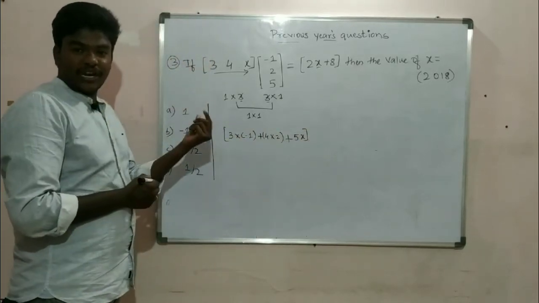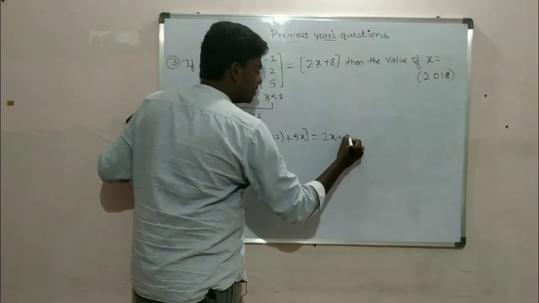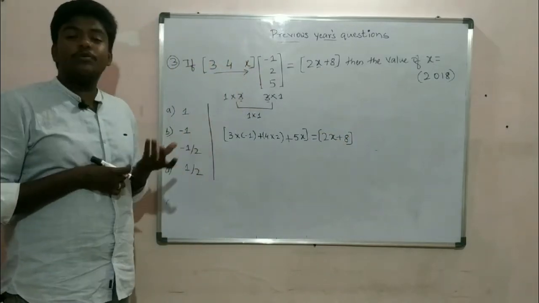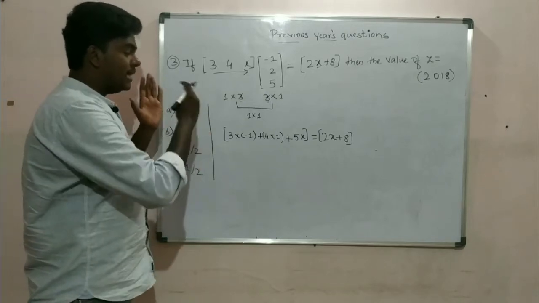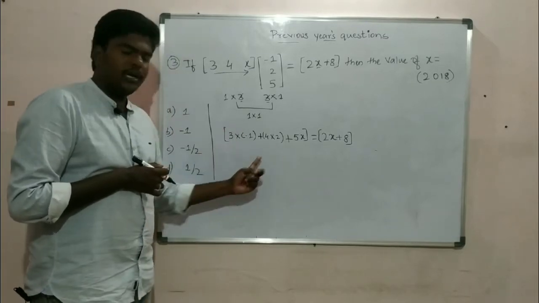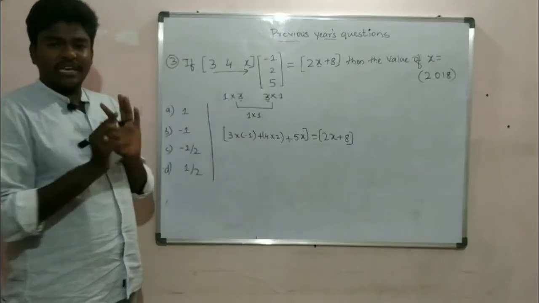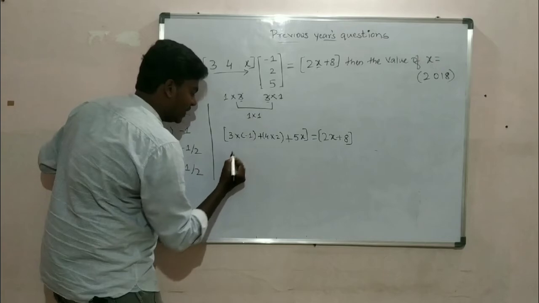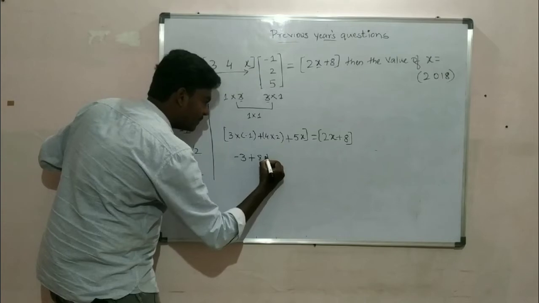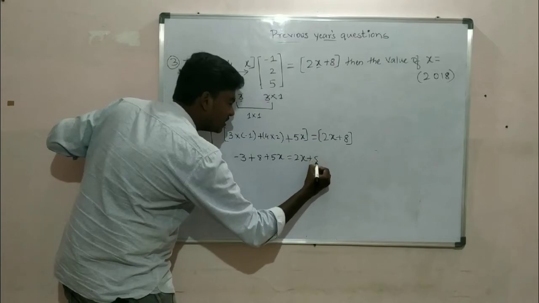So this is the left hand side. Right hand side, what is given? 2x plus 8. These matrices are said to be equal matrices. That means you can equate the adjacent elements. This matrix is of order 1 cross 1, this matrix is also of order 1 cross 1, so we can equate them. What is 3 into -1? It is -3. Plus 4 into 2 is 8, plus 5x is equals to 2x plus 8.